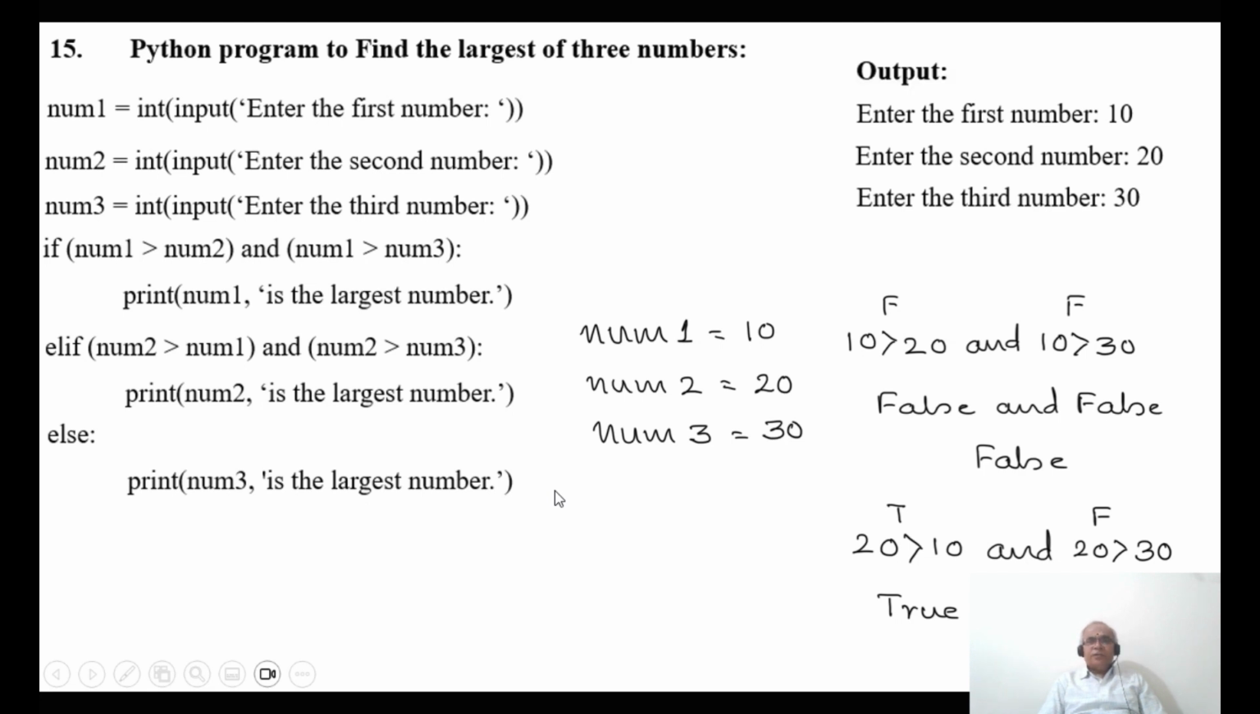So, that is how you will be able to get the output. What is the output? The output will be 30 is the largest number. What it does is, 10 is greater than 20 and 10 is greater than 30: both the conditions are false, so it will skip this statement. And 20 is greater than 10, condition is true. And 20 is greater than 30, the condition is false. Since one of the conditions is false, this entire condition becomes false. So, it will skip the statement. Automatically, num3, 30, is the largest number. That is how you are going to get this.